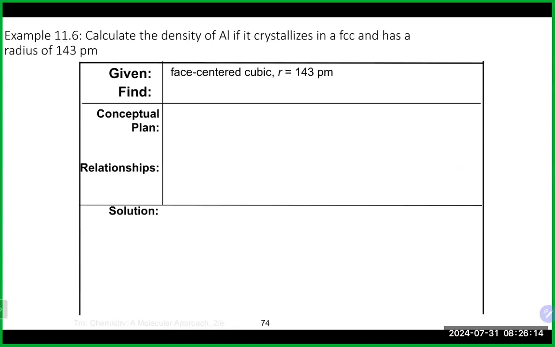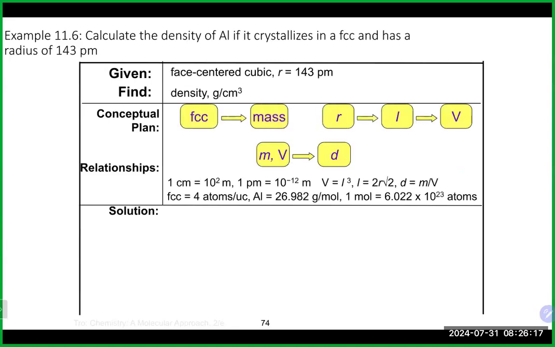So let's take a look at an example here and talk about how we can use this information. For example, we want to calculate the density of aluminum in a face-centered cell, and it has a radius of 143 picometers. So we're going to look for the density here in grams per cubic centimeter, which is a typical density of a solid, right? And that's equivalent to grams per milliliter. But we're going to look at it in cubic centimeters here since we have measurements that are happening here.